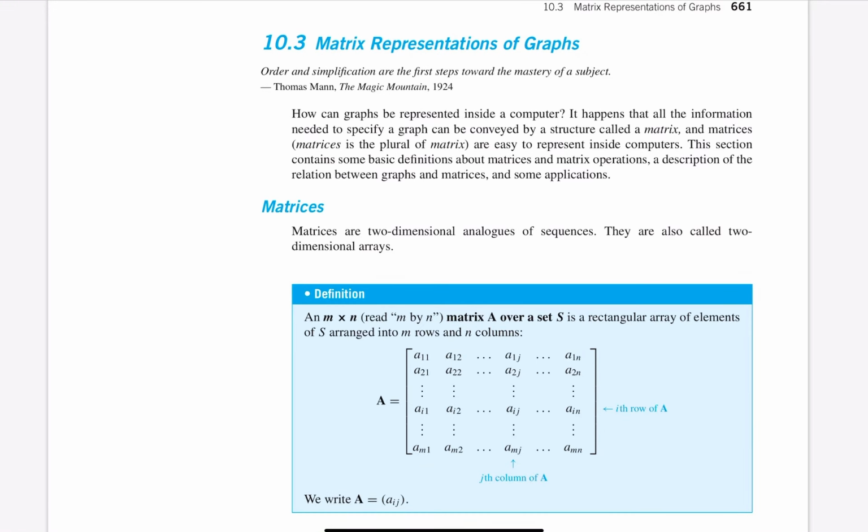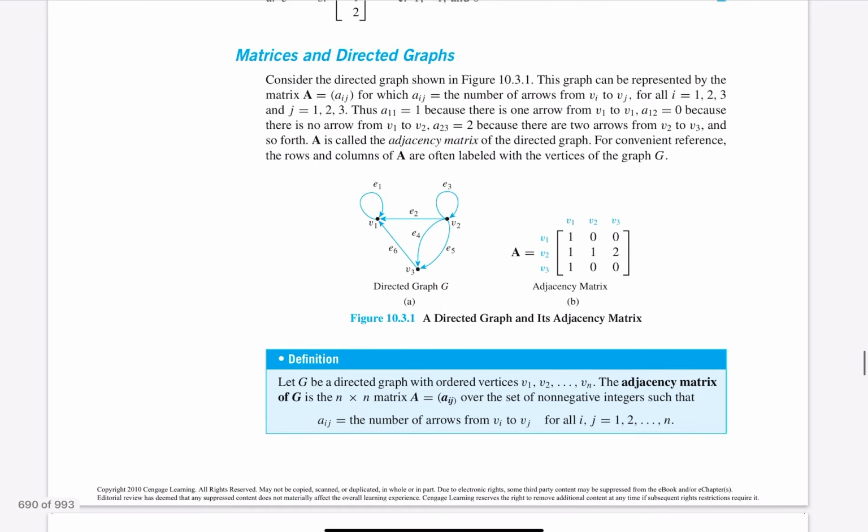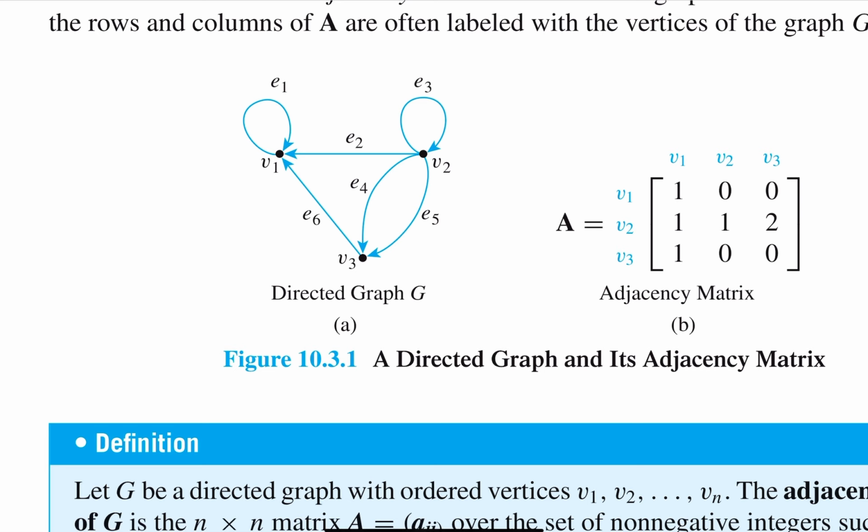Let's start doing chapter 10.3, matrix representation of graph. So here we have matrices, and we have to look at the matrices from the graph. How did you end up having from the path convert to the graph, convert to the matrix? That's our goal for the chapter today.